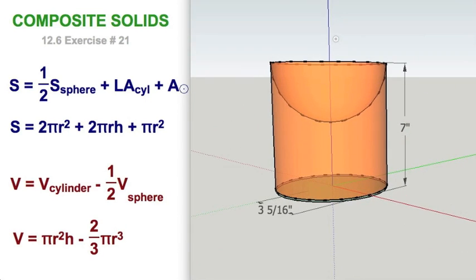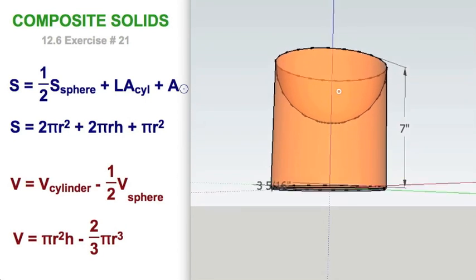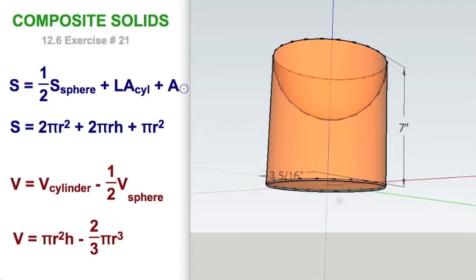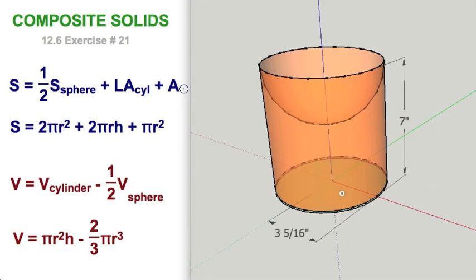And then I've got, if you will, the label of the cylinder. We call that the lateral area of the cylinder. And of course, I've got the area of this base, which is a circle, pi r squared. So I've got three components to add together for surface area.